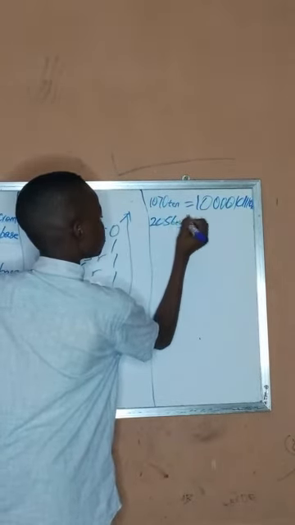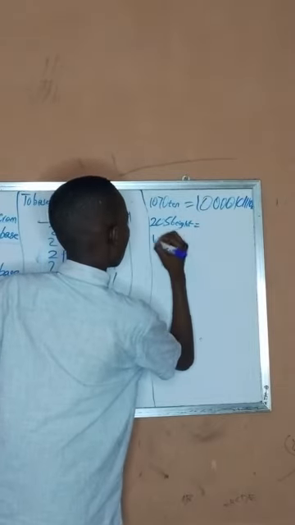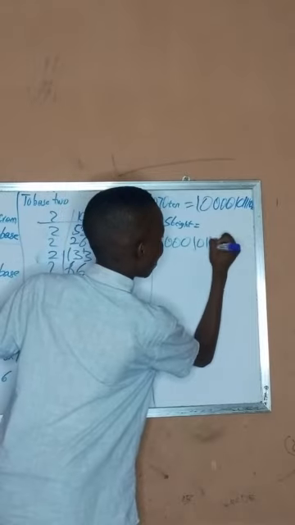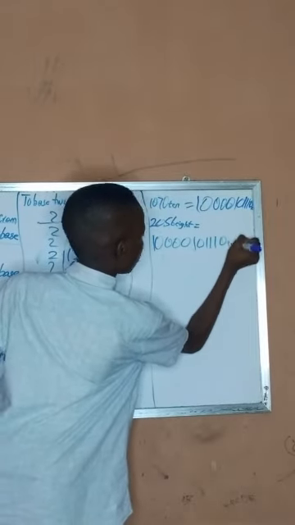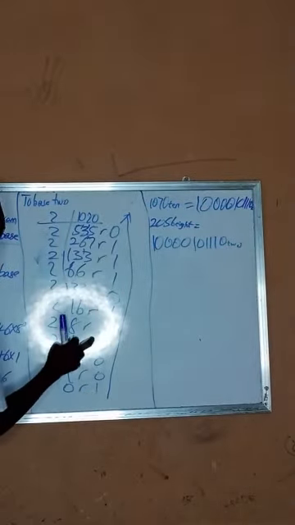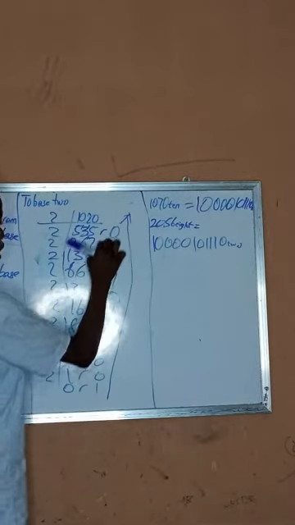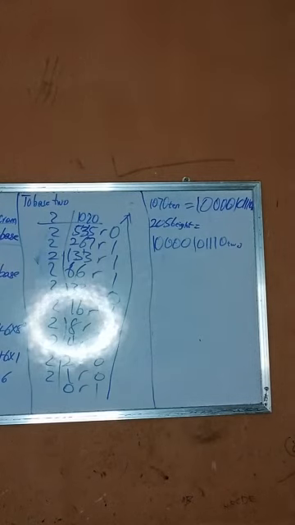So we converted 2056 base 8 equals 10000110... Let's check if we're correct. 10000101110. This is the last section in our class.